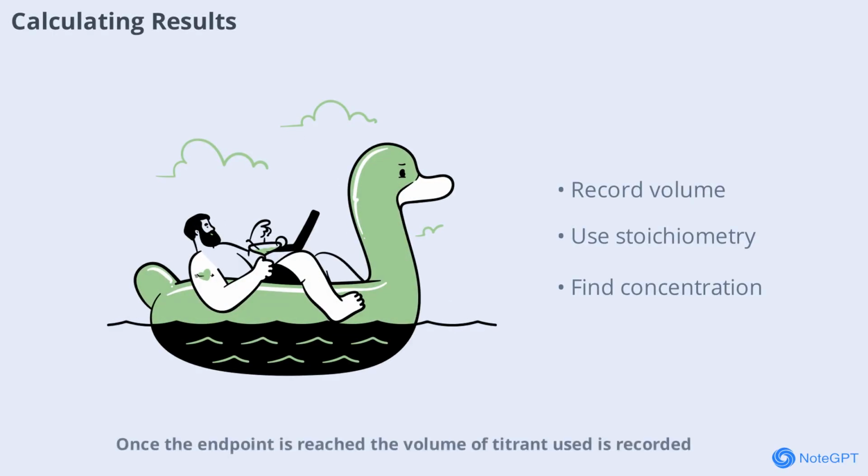Once the endpoint is reached, the volume of titrant used is recorded. Using the known concentration of the titrant and the measured volume, chemists can calculate the concentration of the analyte. This calculation often involves simple stoichiometry, relating the moles of titrant to the moles of analyte. Accurate calculations are essential for reliable results in any titration experiment.